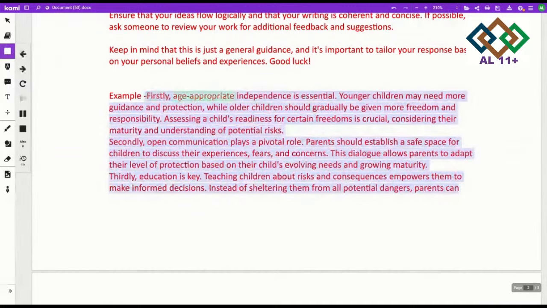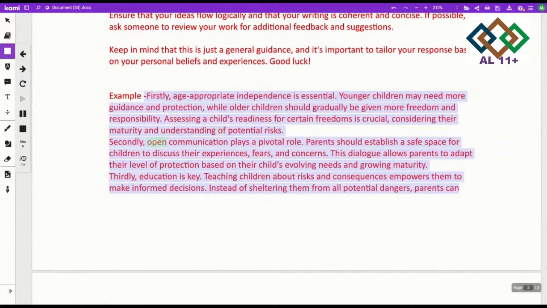Firstly, age-appropriate independence is essential. Younger children may need more guidance and protection, while older children should gradually be given more freedom and responsibility. Assessing a child's readiness for certain freedoms is crucial, considering their maturity and understanding of potential risks.